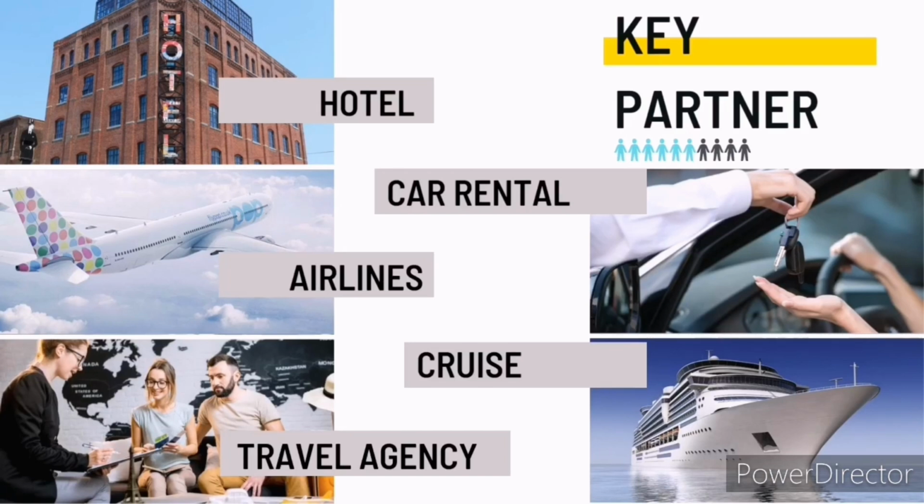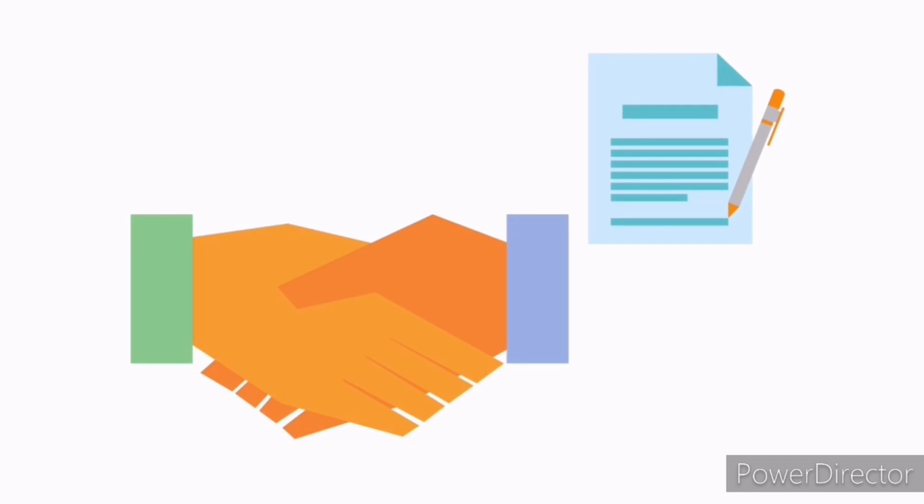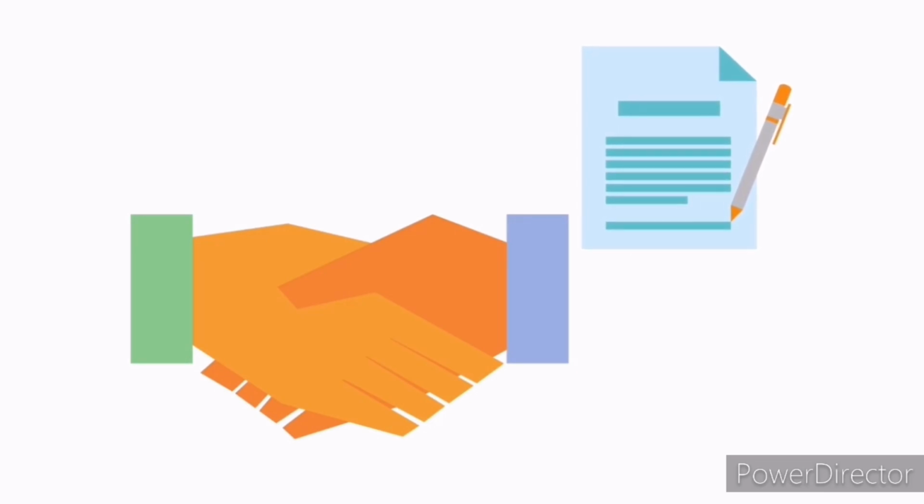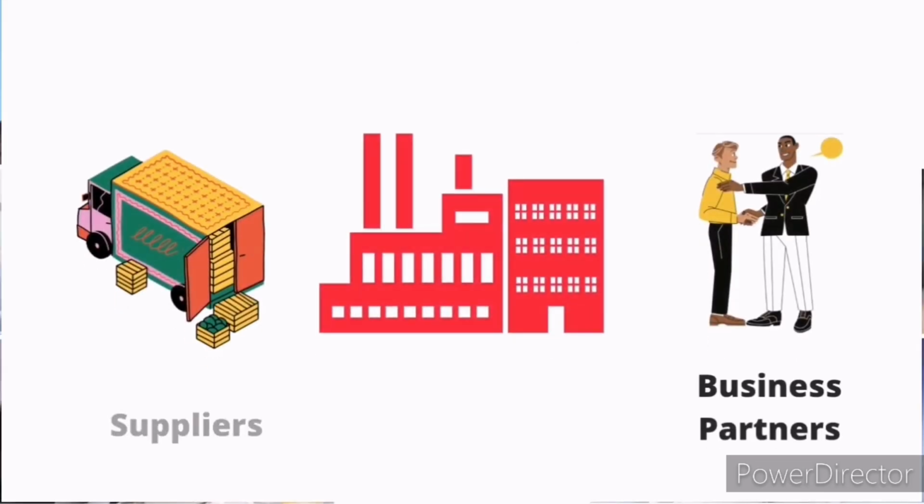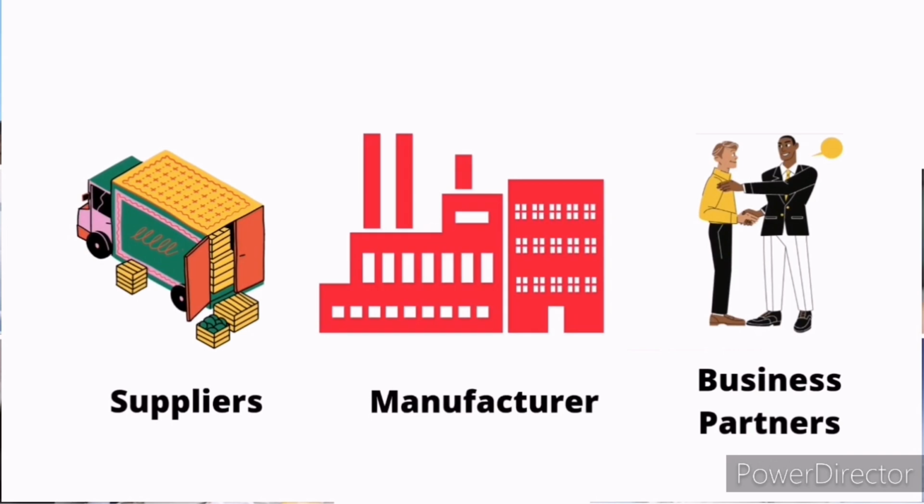First, let's take a look at the key partners. Key partners can be simplified as the relationships that organizations have with the business. They can also be the relationships they have with their suppliers, manufacturers, and business partners.